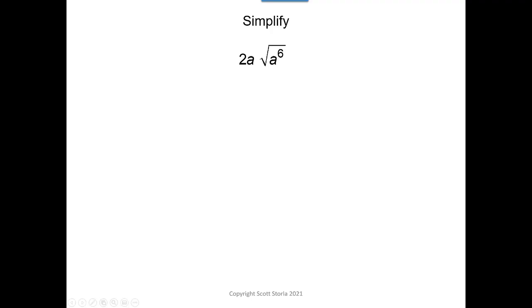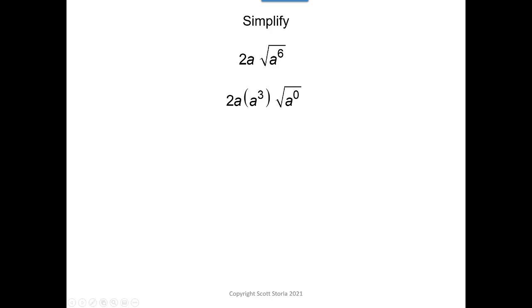Here's another. This time our index of 2 goes into 6 3 times, so our exponent on the base of a outside will be a cubed, and inside the remainder will be 0.